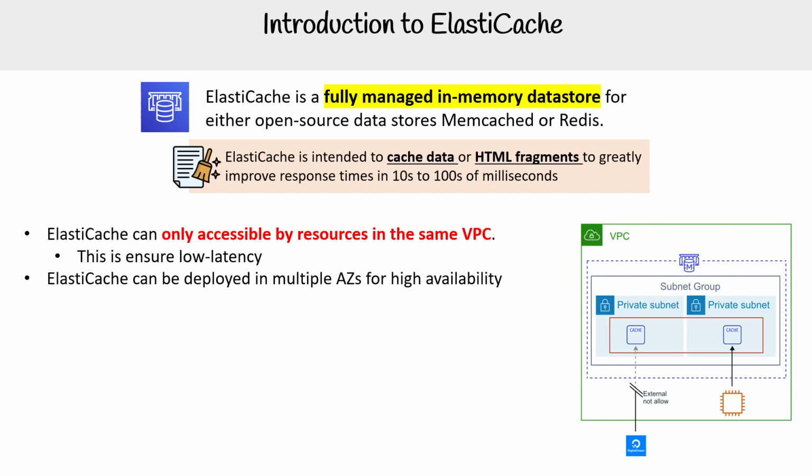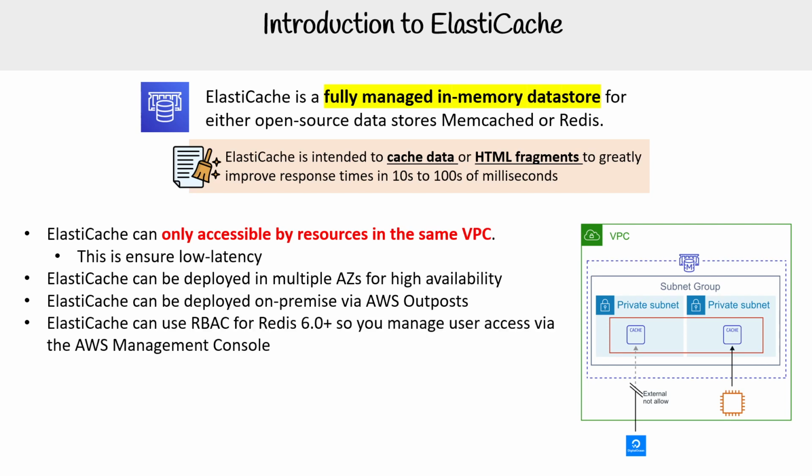ElastiCache can be deployed in multiple availability zones for high availability. It can be deployed on-premise via AWS Outposts. ElastiCache can use RBAC for Redis 6.0, so you can manage user access via the AWS Management Console. I didn't notice this until I came back and looked at the console, but AWS has another service called MemoryDB, and its big sell is that it has a UI to manage RBAC. But it's interesting to see ElastiCache got this. So when they got serverless, ElastiCache serverless seems like it's competing with their own other service.